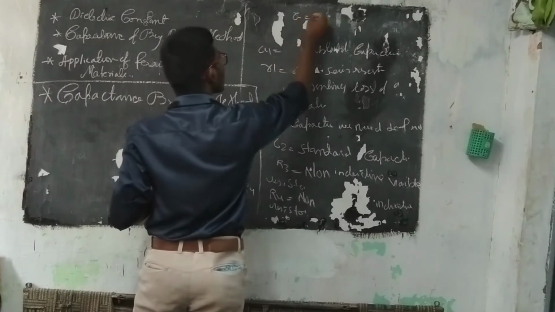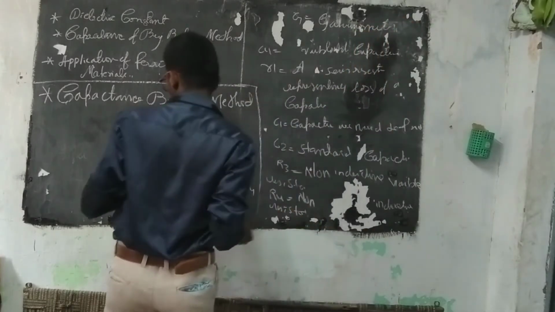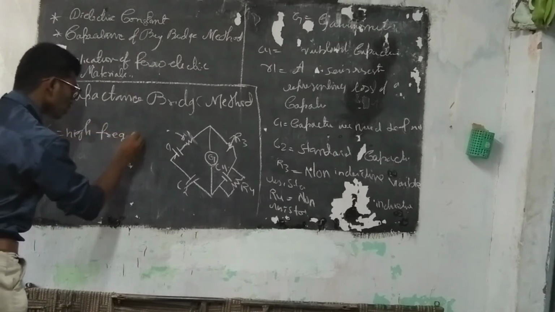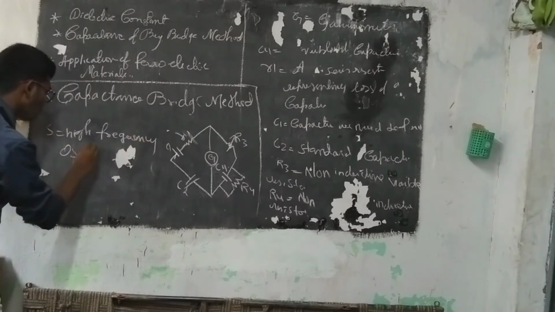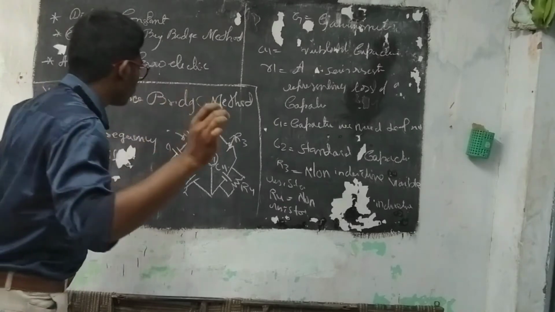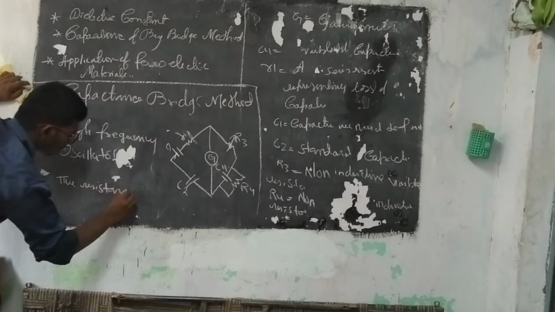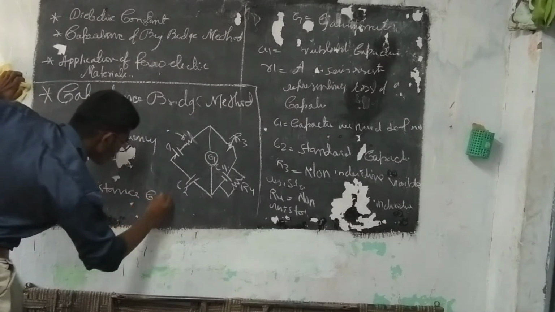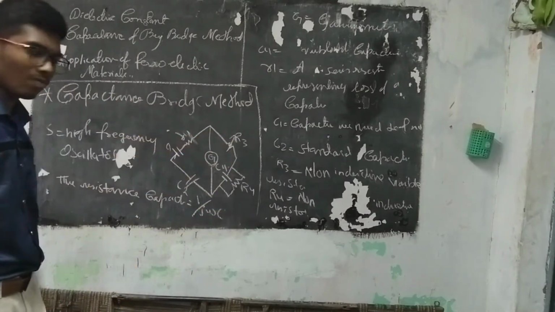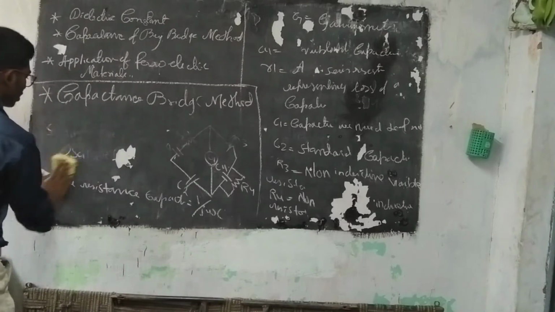We have G here, the galvanometer. Next one we have S, a high frequency oscillator. Next we go to the derivation part. Another thing I forgot to say: the impedance of a capacitor is 1 by j omega C. It is represented here. Sorry, I rubbed the diagram.